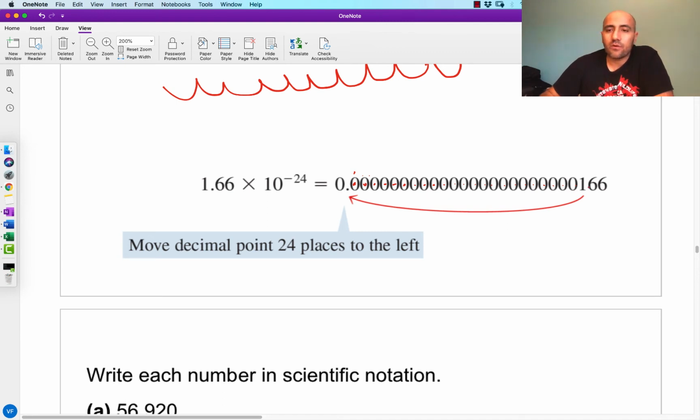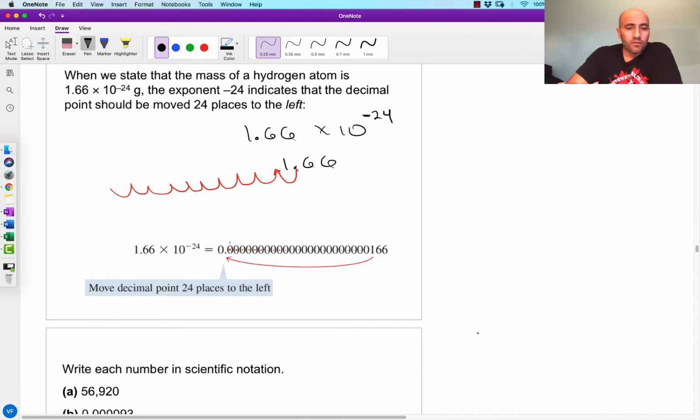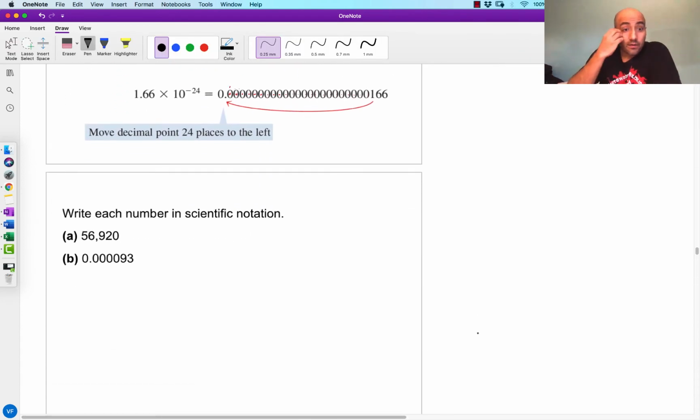0.0000000, 23 zeros, 166, which is an incredibly small number, right? That's the whole point of this. Scientific notation makes it possible for us to write down incredibly small numbers in an easier way, or incredibly large numbers in an easier way. All right, now let's take a look at a couple of examples.